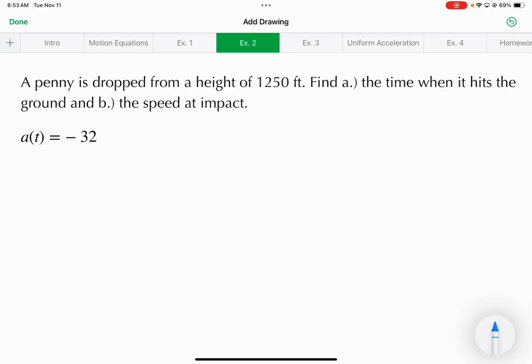What function do we need to get to? Velocity. I need to know the velocity, but I also need to know the position as well, right? To answer part A, find the time when it hits the ground, what do I need to know? The position. And what am I going to do with that position function? Set it equal to 0, when it gets to 0. Good. And then speed at impact, that's my velocity at the time that it hits the ground. Very good. So let's start by taking the antiderivative of my acceleration to find my velocity function.